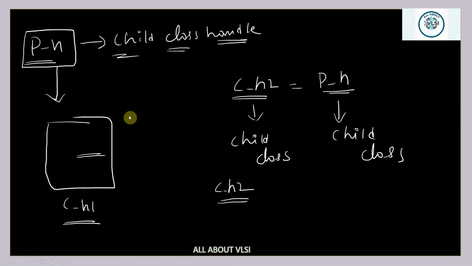Whatever analysis we have done, P_H is equal to C_H, if we write P_H is equal to C_H, we are thinking that now our parent is pointing towards our child object.